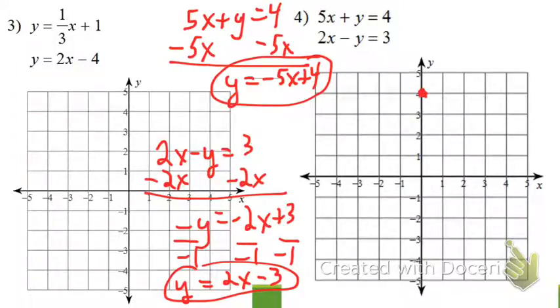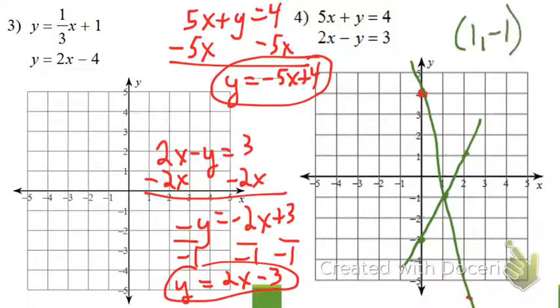There's my 4. Down 1, 2, 3, 4, 5 over 1. It's down here. And then 2x minus 3. I got my solution. So I'm going to go ahead and just sketch my line in. Once I get my solution, I don't have a straight edge. So 1, -1.